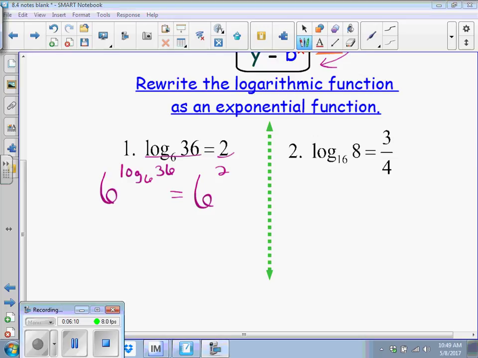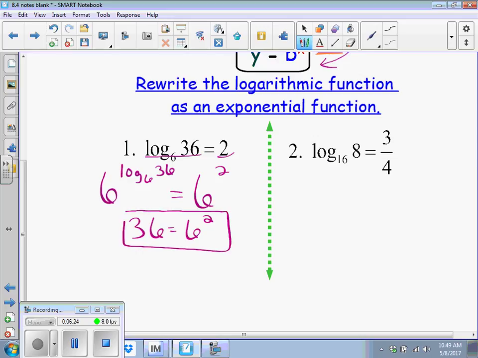Okay, remember our properties that we did at the top? If we have 6 to the log base 6, what happens to those? They cancel, leaving me with just what on the left? 36 equals 6 to the second power. That is this log rewritten in exponential form.